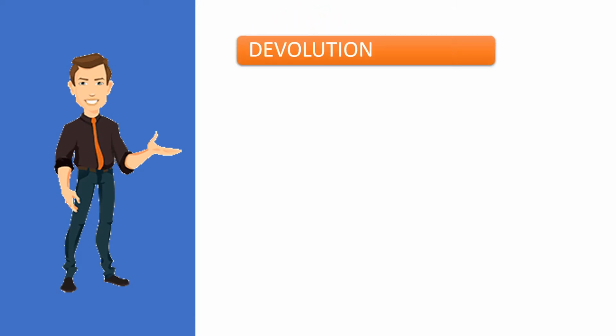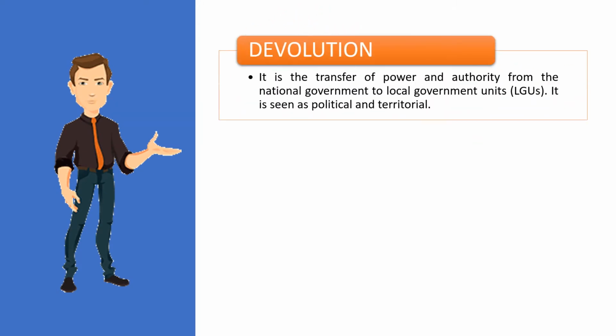The first one is devolution. It is the transfer of power and authority from the national government to local government units or LGUs. It is seen as political and territorial. It involves the process by which the central government relinquishes certain functions to local government units. It thus seeks to strengthen or to create independent levels or units of government. It is an arrangement where there are reciprocal, mutually beneficial, and coordinated relationships between central and local governments.